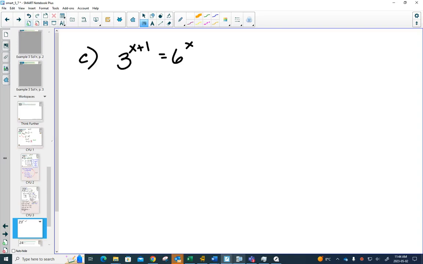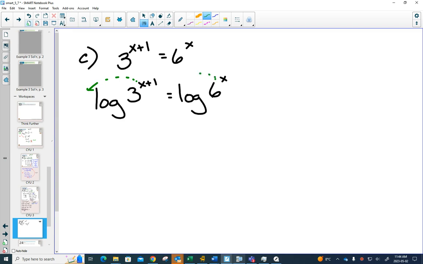So again, it's an exponential equation. They're not on the same powers chart, so you're going to have to use logarithms. We take the log of both sides. And since this x plus 1 is the power to the whole thing, it can come on in front, and same thing with the x, it can come on in front.